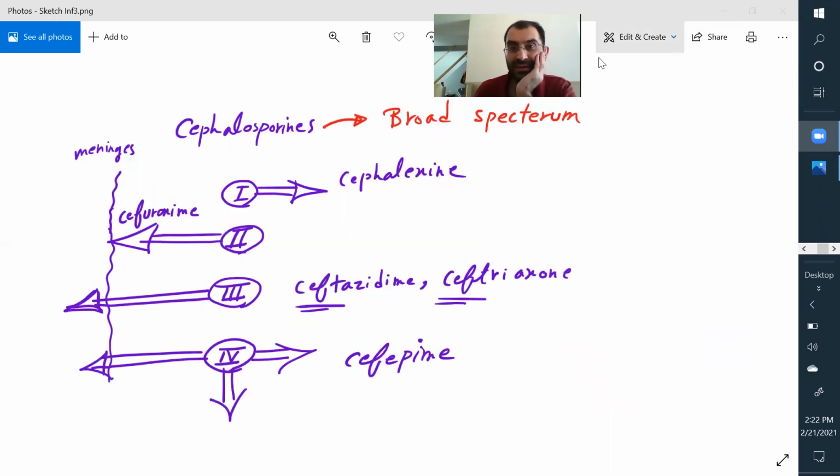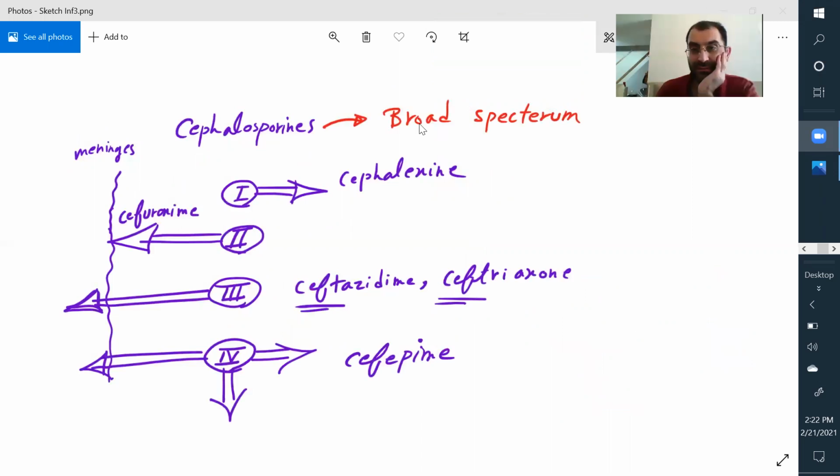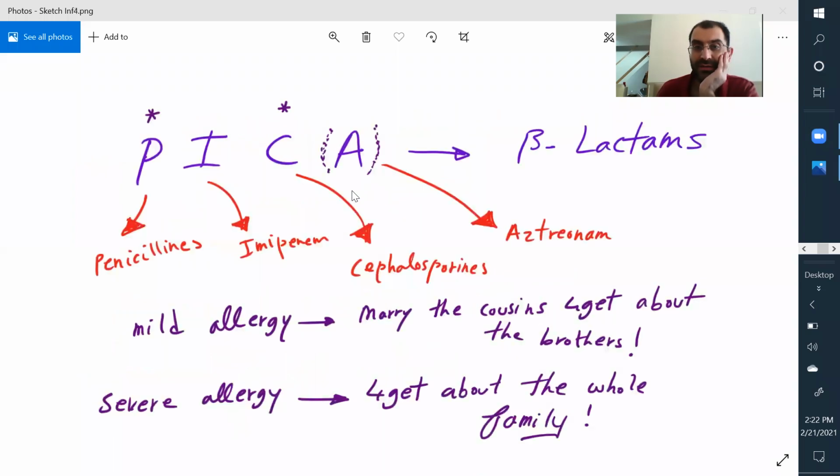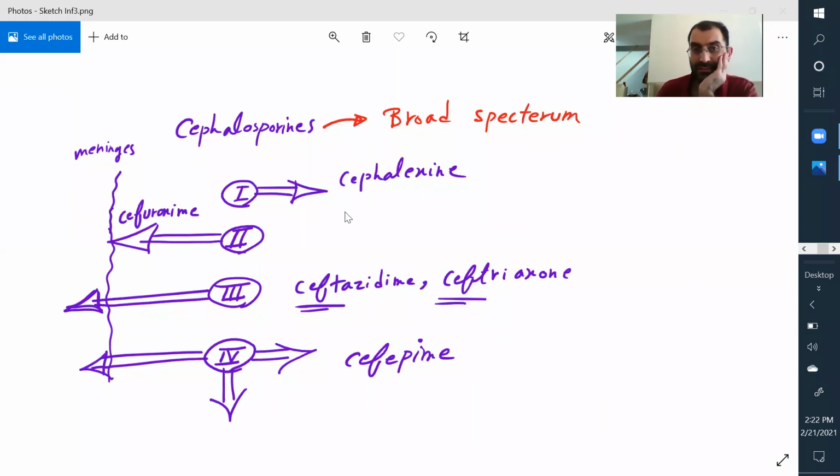Let's talk about cephalosporins. Cephalosporins have first generation, second generation, third generation, fourth and fifth. Cephalosporins are broad spectrum antibiotics. We have them from first generation all the way to the fourth and fifth generation.